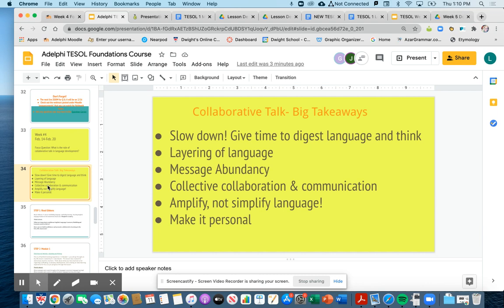And then in chapter 3, you're going to see some great ideas about collaborative group work and how that can really produce growth in communication skills. And this idea of amplifying language, again, language layering to amplify rather than simplify. And most importantly, trying to personalize your lessons and be thoughtful about the way we're communicating with our L's.